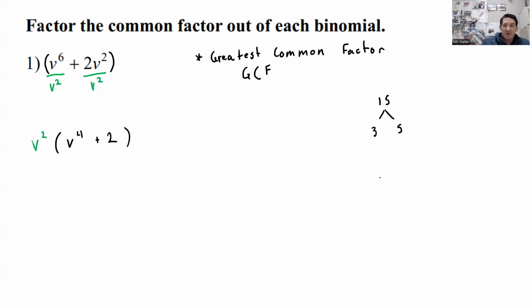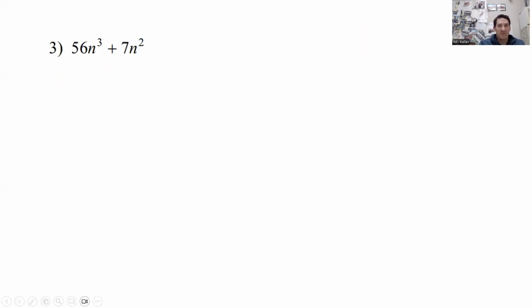So, like the example with 15, we took our larger quantity, v to the 6 plus 2v squared, and split it into two smaller quantities that multiply together to get the original binomial. We are factoring it, splitting it into two smaller things. If we were to distribute the v squared, we would get back to the original. All right, let's look at another example with some numbers.